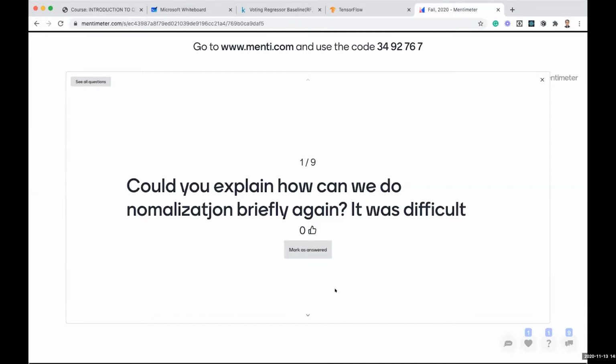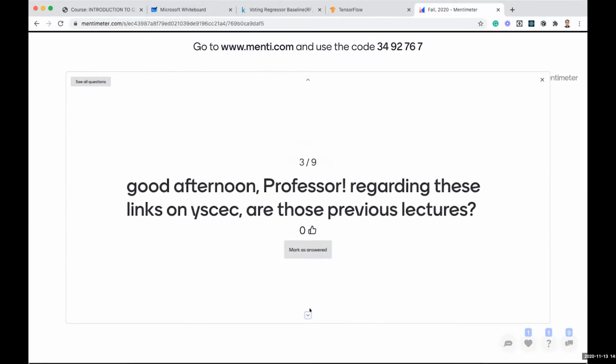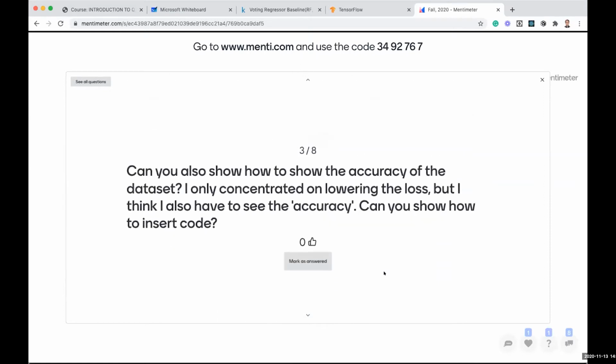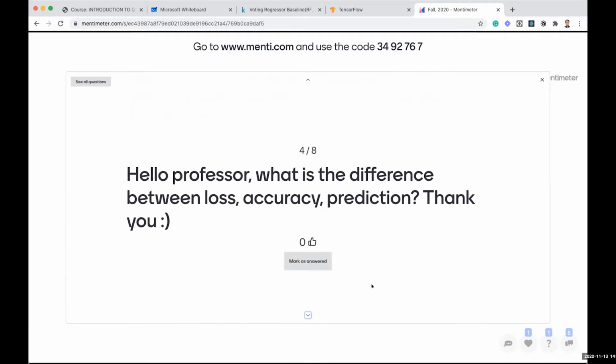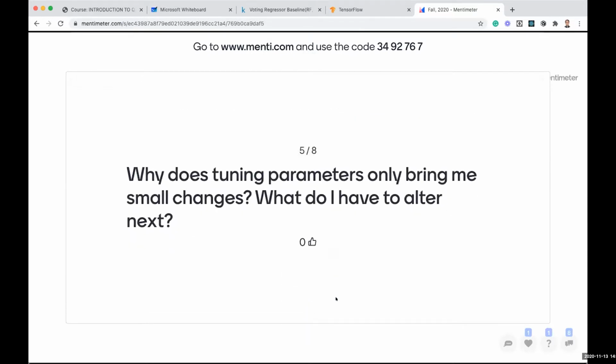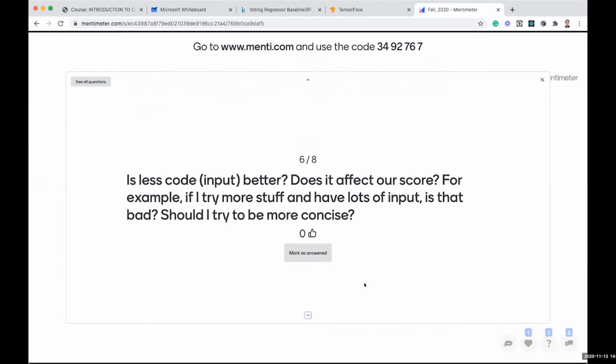Okay, normalization. So let me iterate the difference between these two. These are previous lectures. Okay, what is the difference between loss, accuracy, and prediction? Yeah, that's a good question. Okay, tuning a parameter is only a small change. Let's code better. Does it affect our score?